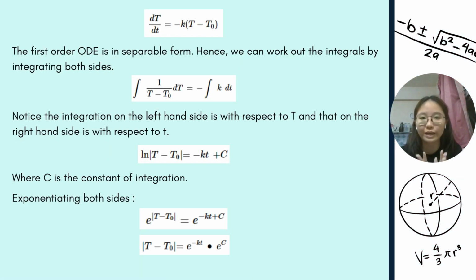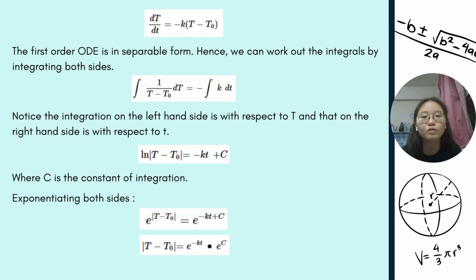First of all, as you can see, the first order ODE is in separable form, so we can integrate both sides of the equation. The left-hand side is integrated with respect to capital T, whereas the right-hand side is integrated with respect to small t. After integrating both sides of the equation, we obtain ln of capital T minus capital T naught equals negative k small t plus c, where c is the constant of integration.